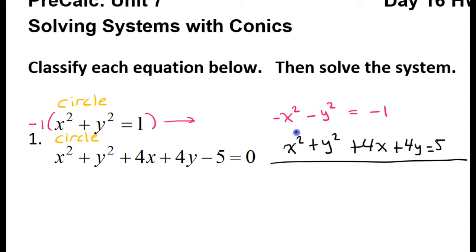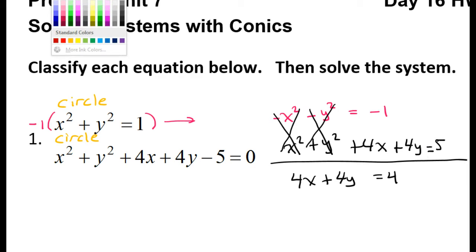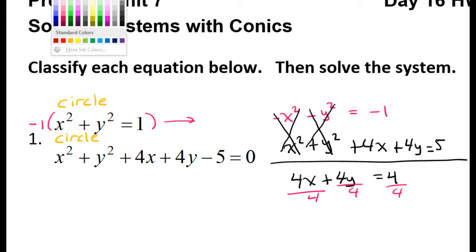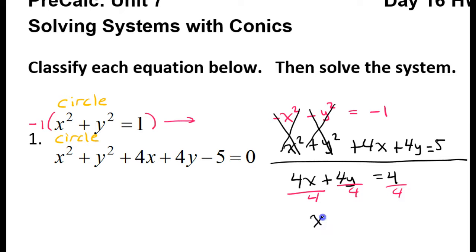Now, if I combine like terms, the negative x squared and the positive x squared will cancel out. The negative y squared and the y squared will cancel out. So what I have now is 4x plus 4y, just these two terms, equals 4. I'm noticing that everything is divisible by 4, so I might as well do that. So that's going to give me x plus y is equal to 1.